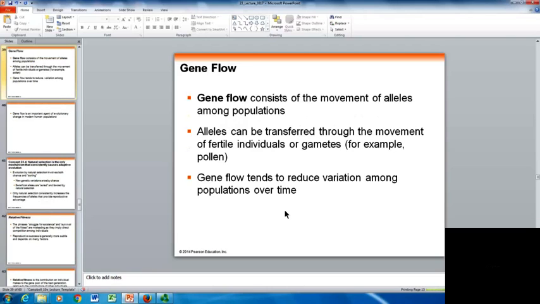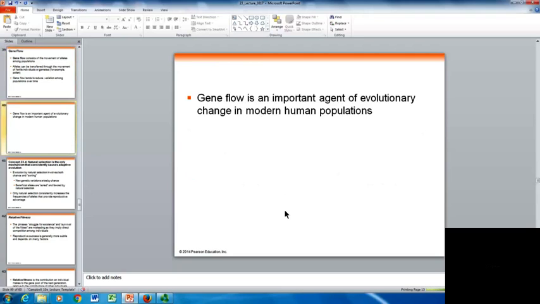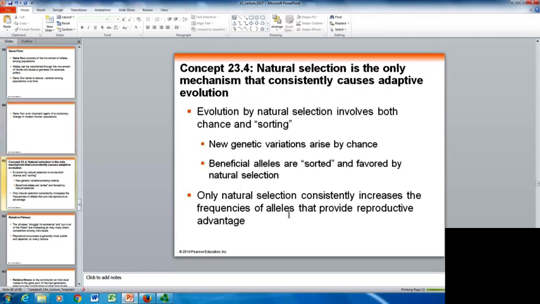Gene flow consists of the movement of alleles among populations. Alleles can be transferred through the movement of fertile individuals or gametes, such as pollen. Gene flow tends to reduce variation among populations over time. Gene flow is an important agent of evolutionary change in modern human populations.